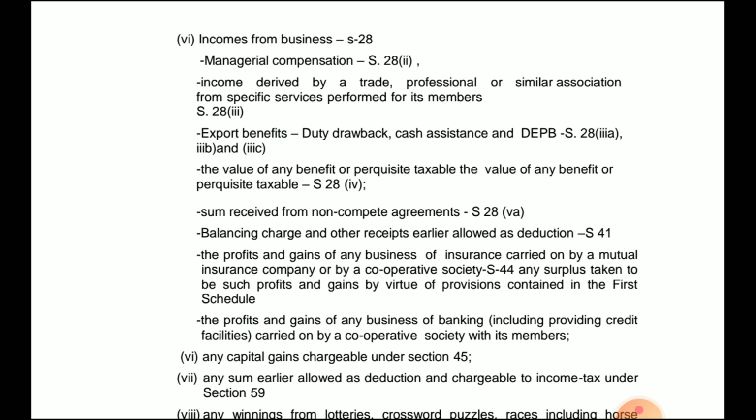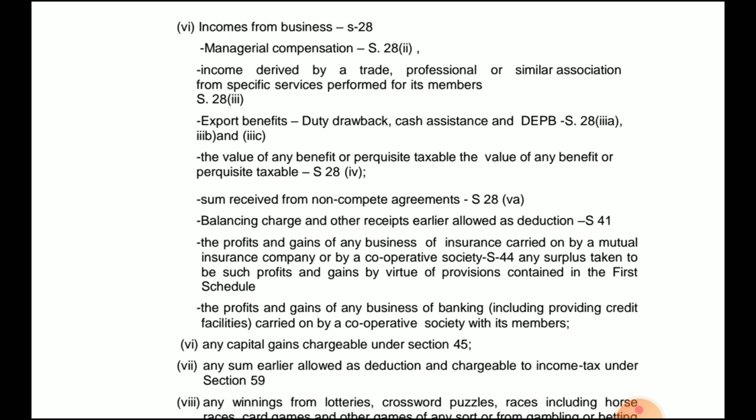Any capital gains chargeable under section 45. Okay, so if you are getting any capital gains, right, any gains by selling your capital assets, capital assets which are recorded on the asset side of your balance sheet, when you sell those capital assets and when you get any gain out of it, that particular thing is also called income as per section 45 of the Indian Income Tax Act.